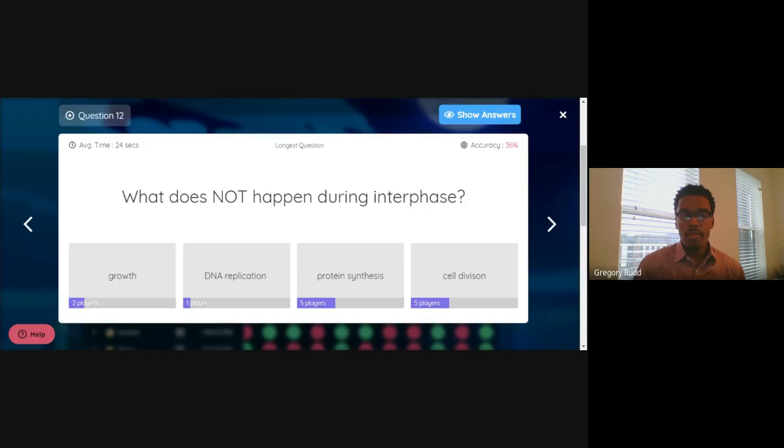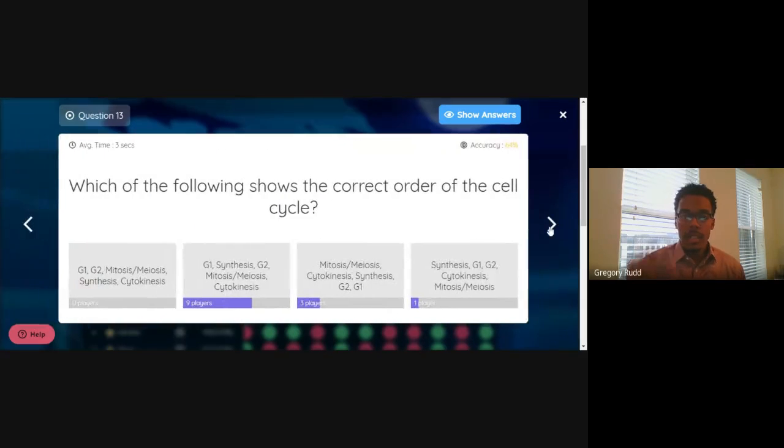Thank you. This was the longest question. You all took your time with this one. Almost done. Which of the following shows the correct order of the cell cycle? I'm not even going to spend time on this one. We did well. We've got G1, synthesis, G2. Those are the steps of interphase. Then we've got M phase, which is either mitosis or meiosis. And then we've got cytokinesis.